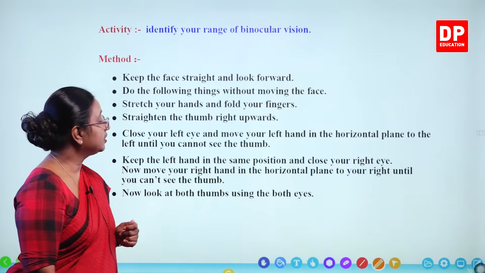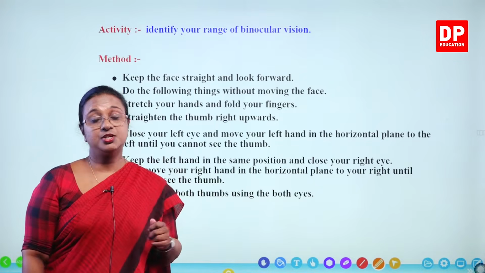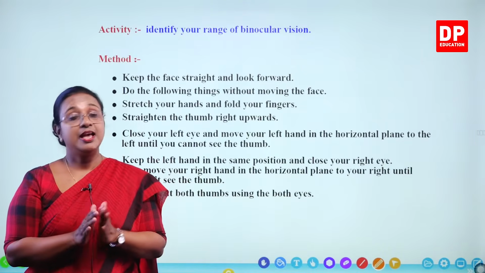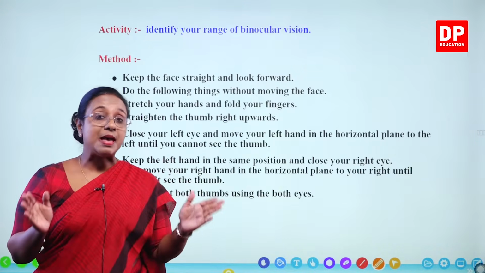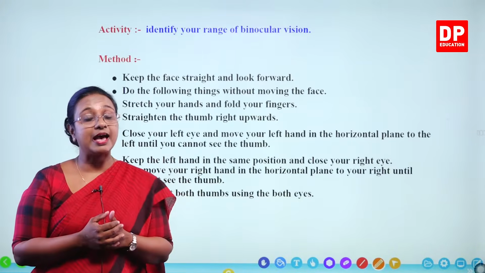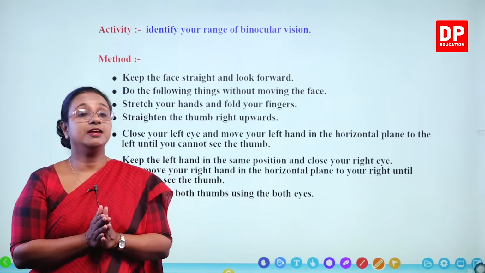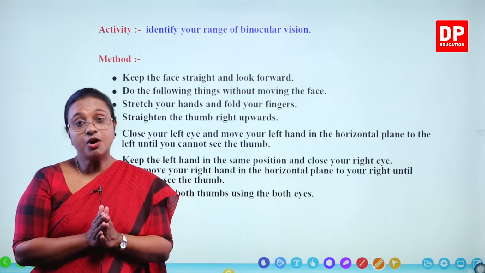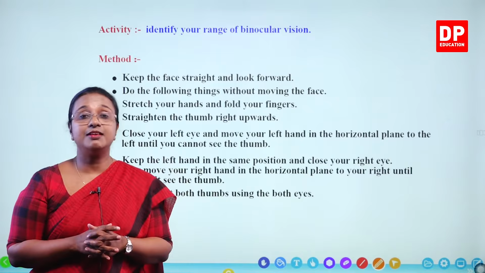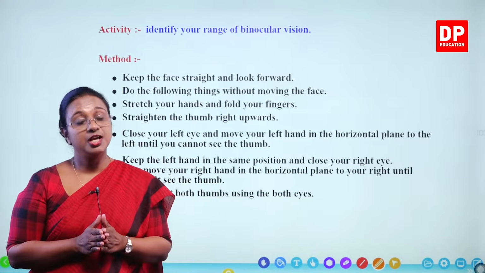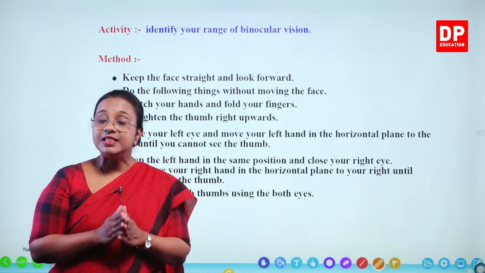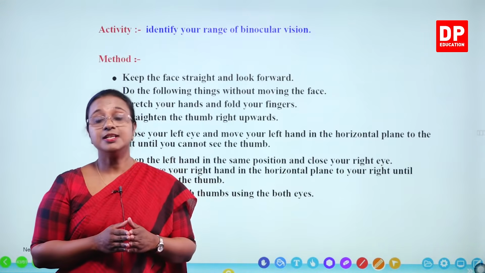Now look at both thumbs using both eyes. So you were able to find your binocular region. And as you can remember, mammals, us, we have 140 degrees of binocular vision, whereas the dog had only 60 degrees of binocular vision. I am sure you were able to understand that. So with that, I will move on to the next slide.